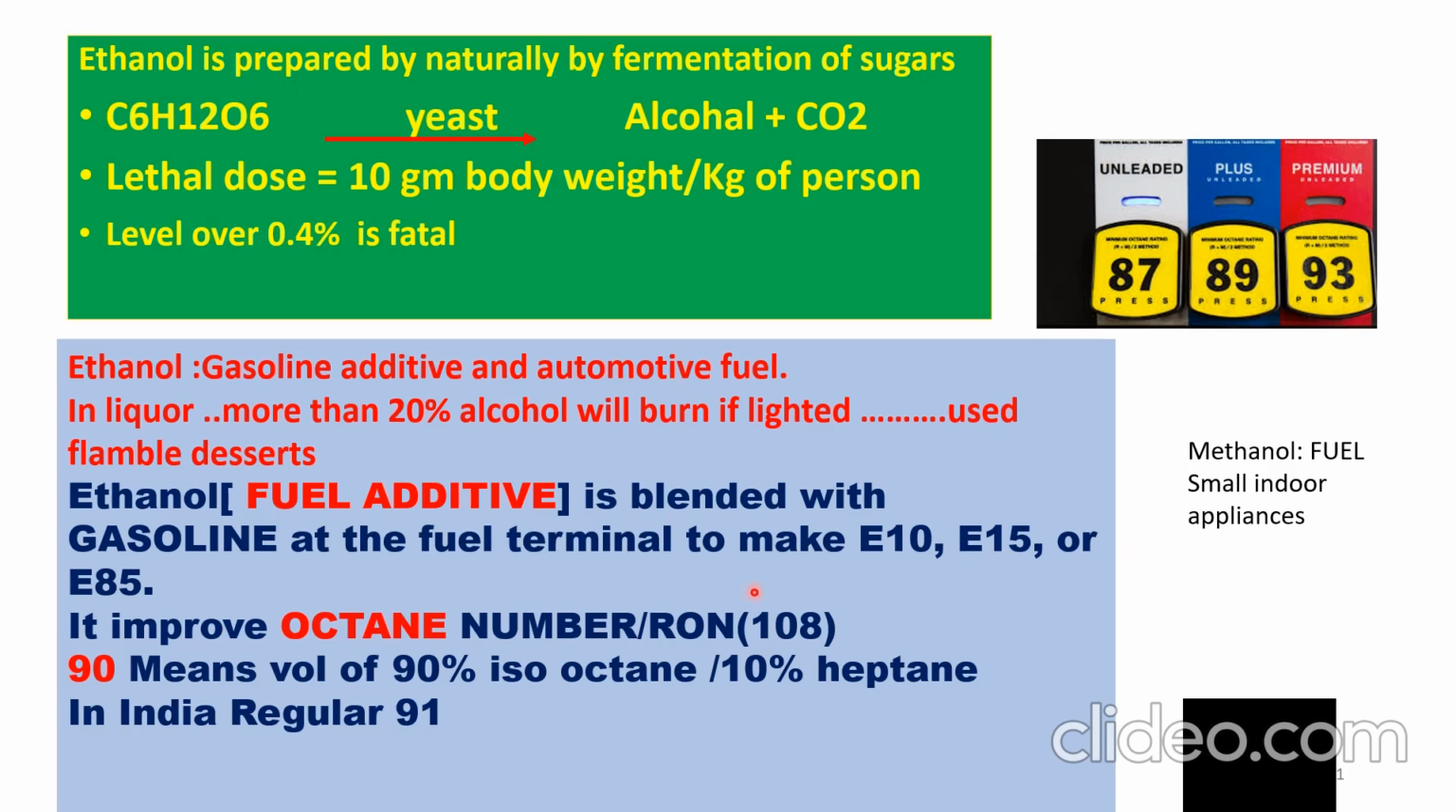Why do we add ethanol to gasoline? Because it increases its octane number. Octane number is actually a standard measure of an engine fuel. The higher the octane number, the more ideal is the fuel. The octane number of petrol is defined as a percentage of isooctane and heptane. 90 means by volume, 90% isooctane and 10% heptane.